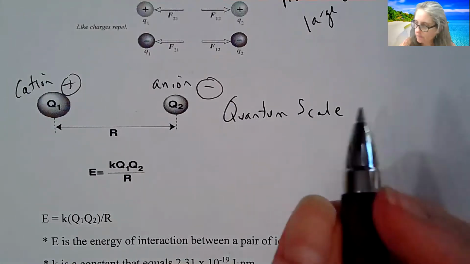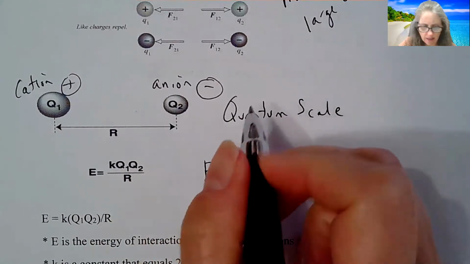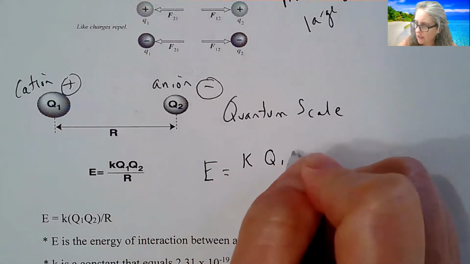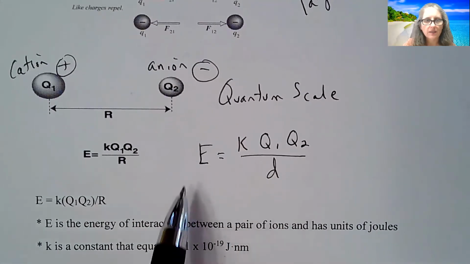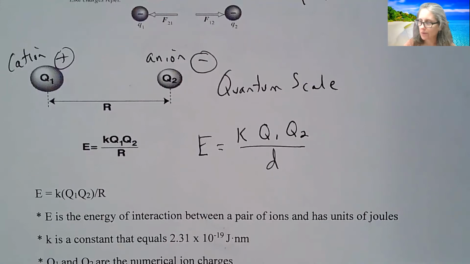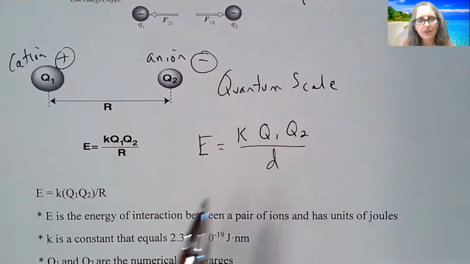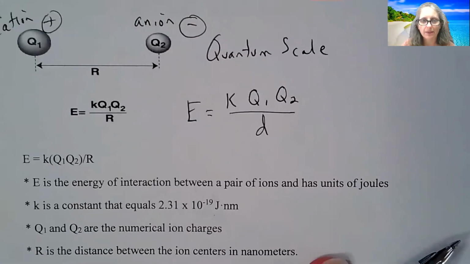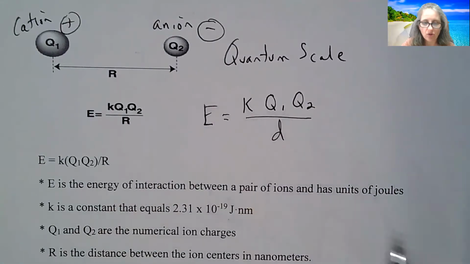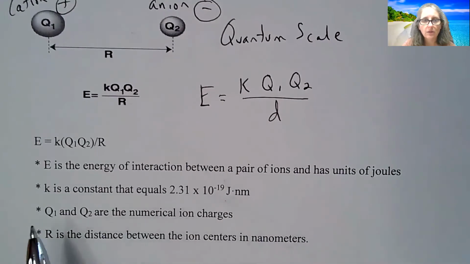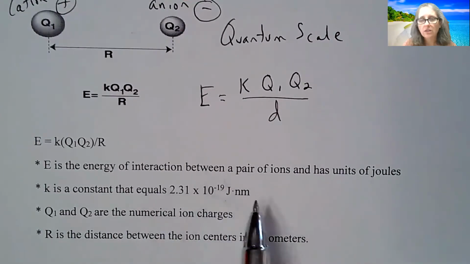I think your book writes it more like this, where d is distance on the bottom. This I found from some other source. So R is similar to the R you see up here, but not the same. What we're looking at is energy, the potential energy within the bond itself. The energy of the interaction between the pair of ions has a unit of joule. K is going to be a constant. And again, we're not going to do the math. We're going to do more of just the theory behind it.